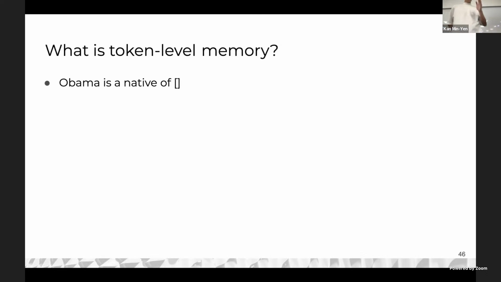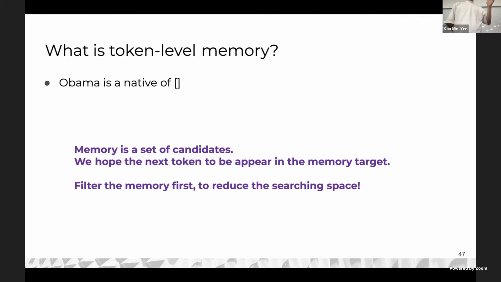So we can first think deeply about the token-level memory. What is the token-level memory? So here, Obama is a native of something. When we want to predict the next token, what we want from the memory is a set of candidates. We hope the next token appears in the memory targets. So in this paper, they filter the memory first and reduce the searching space.